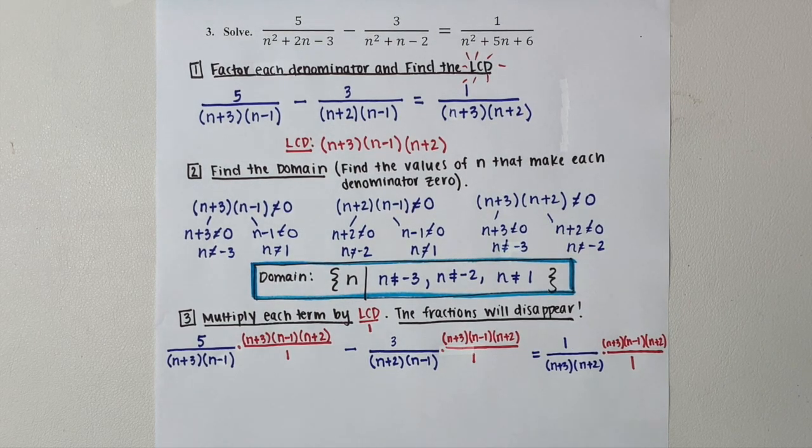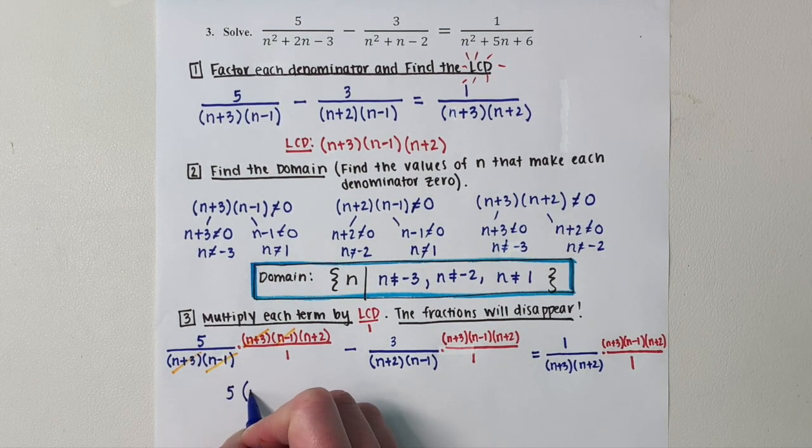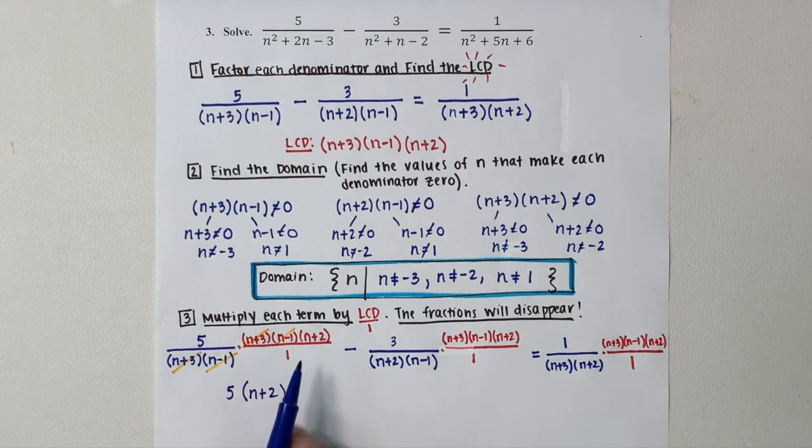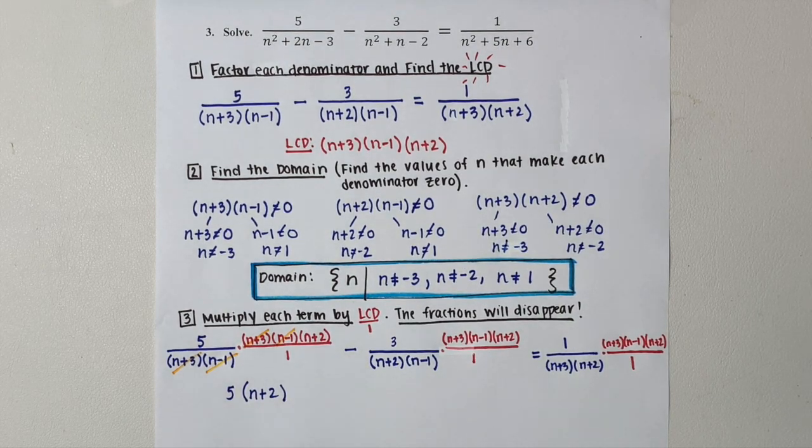fractions disappear. Let's see. We can cancel the n plus 3 that appears in both the numerator and the denominator, and here we can cancel the n minus 1 that appears in both the numerator and the denominator. That leaves us with 5 times n plus 2 in the numerator. And since we're only left with 1 in the denominator, we don't need to write it.